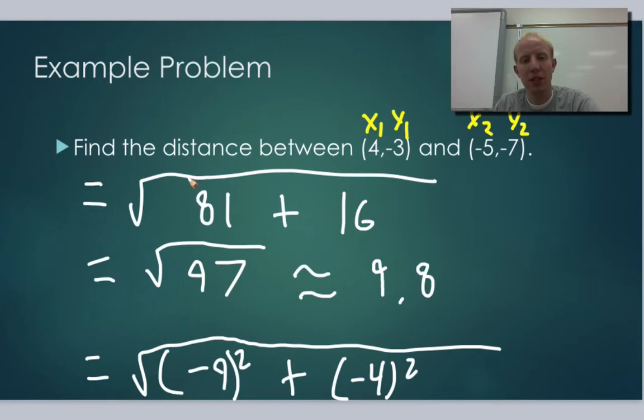Okay, so that means the distance between these 2 points is the square root of 97, or approximately 9.8.